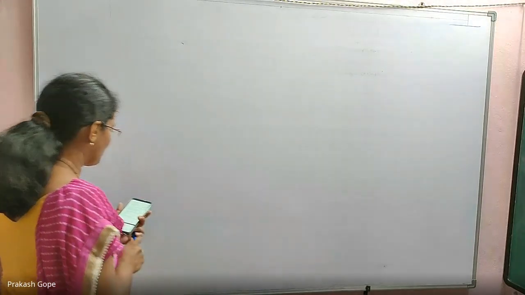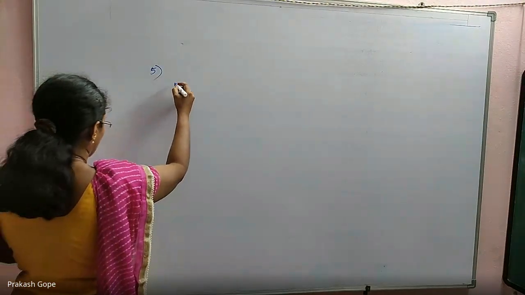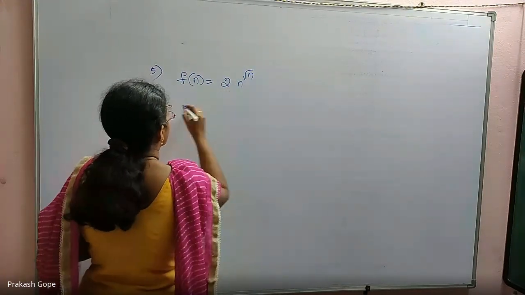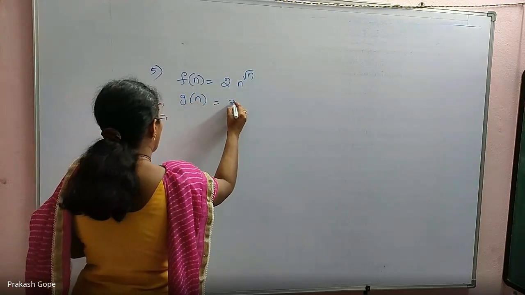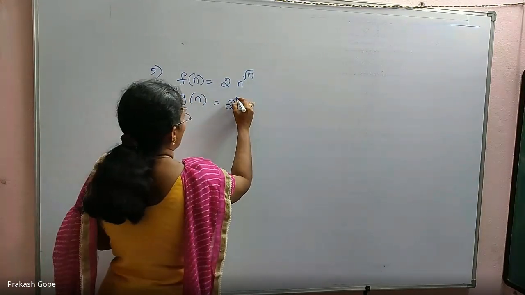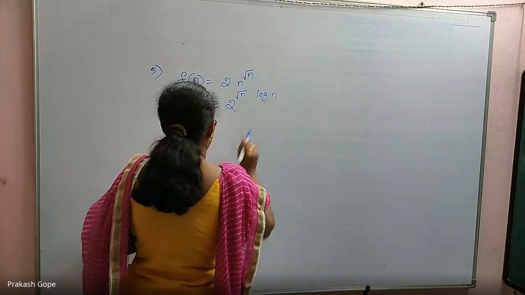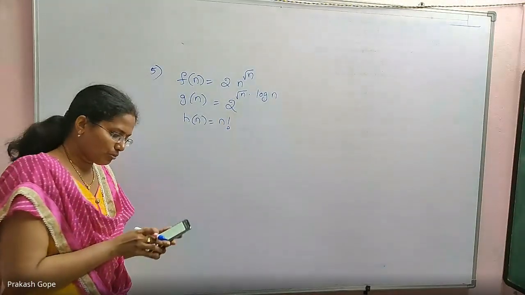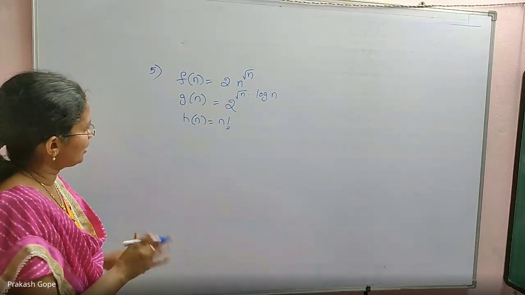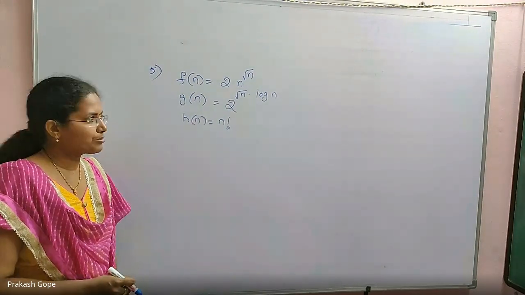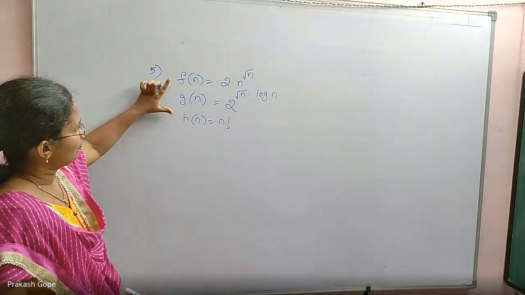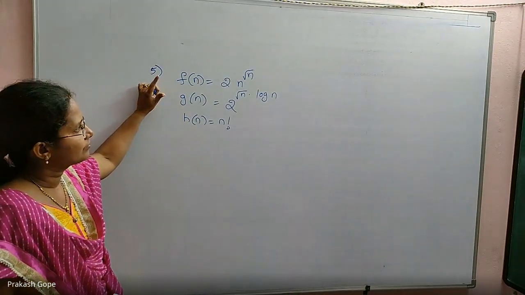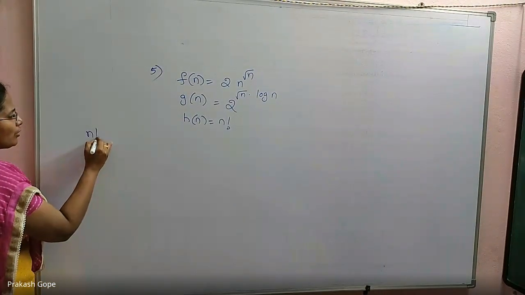Consider the following functions. F of n is equal to 2 into n power root n. G of n is equal to 2 power root n into log n. And h of n is equal to n factorial. Which of the following is true? He mentioned the relationship between those three. Let us observe, then we will compare with the options. Which is the smallest function? Which is the next smallest? Which is the last one? See, we know a relation between n factorial and n power n.